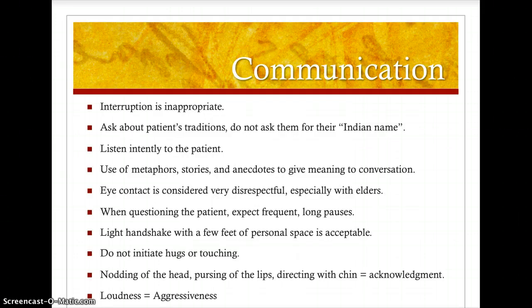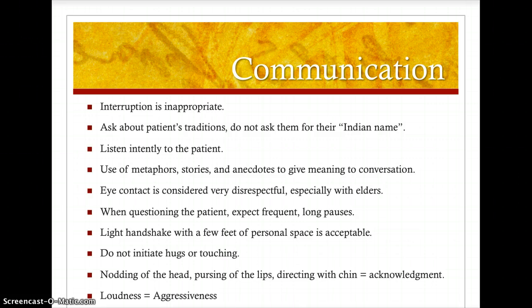Communication. While most Native Americans speak English, it is important to know that there are over 100 spoken indigenous languages, so some patients may need a translator. As a healthcare provider, it is important that you introduce yourself to the patient and his or her family. Try to avoid direct eye contact, especially with elders, as direct eye contact is a sign of disrespect. A light handshake with a few feet of personal space is a good way to meet the patient and their family for the first time.